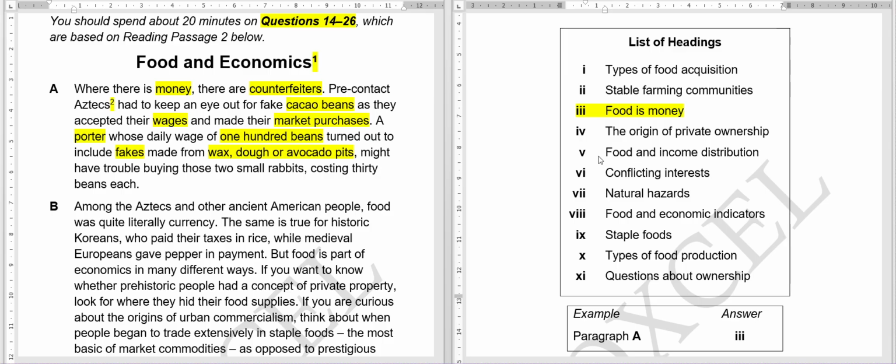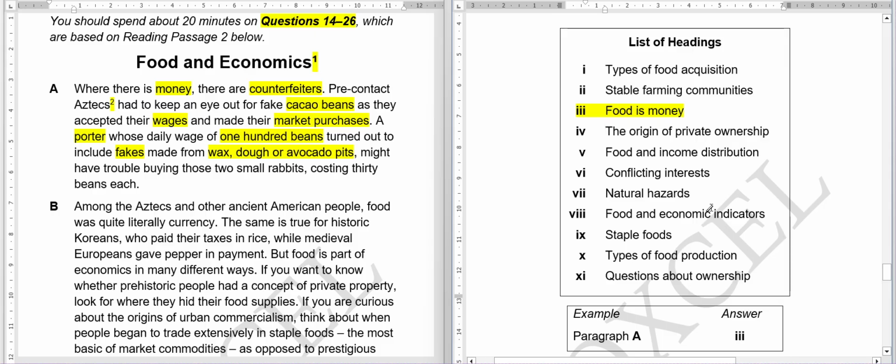Food and income distribution. Whichever paragraph will have these two pieces of information, food and income distribution, will have five as an answer. Conflicting interest. So there will be two different interests. Natural hazards, so basically natural obstacles or hazards. What are hazards? Hazards are those situations where there is danger. Food and economic indicators. So in whatever paragraph there is an indication of food and how the shortage of food or abundance of food relates to economic indicators, eighth will be our answer for that paragraph.